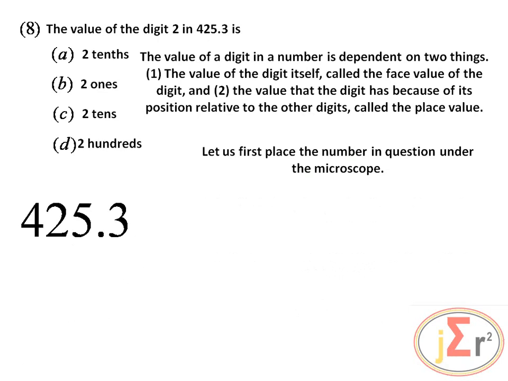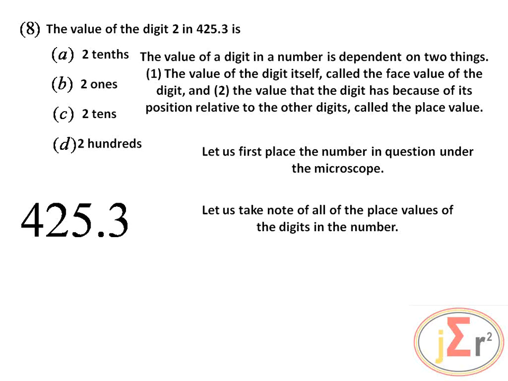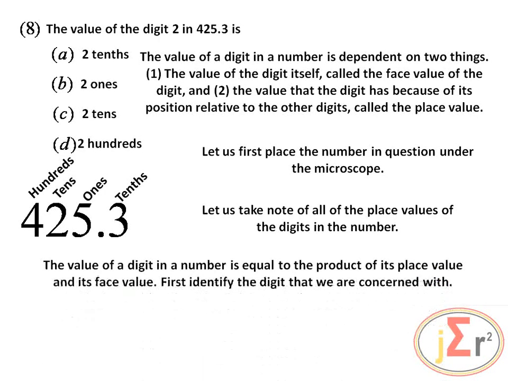That is the number that we have in question. What do we imagine that we will do next? Let us take note of all of the place values of the digits in the number. Those are all of the place values of the digits that are present in the number. The value of a digit in any number is equal to the product of its place value and its face value.